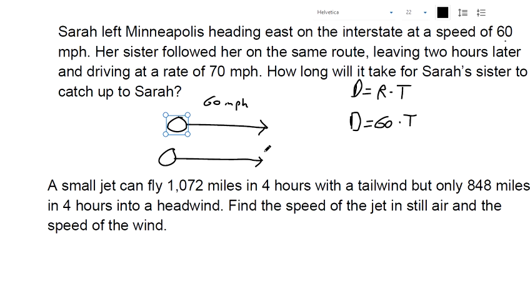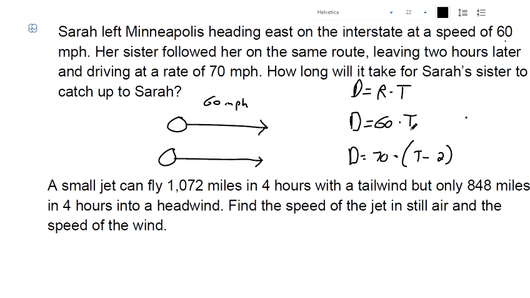And now let's try to make an equation for Sarah's sister. The distance Sarah's sister travels is, the rate is 70 miles per hour, but the time is a little bit different. The time for Sarah's sister is going to be t plus 2. And let me double check this in my head here. T minus 2.